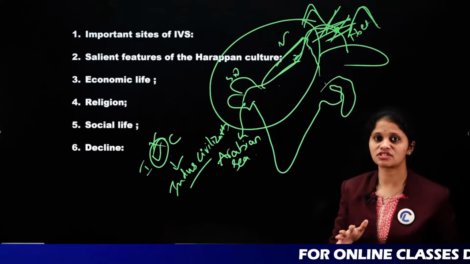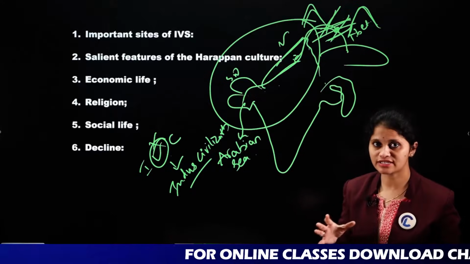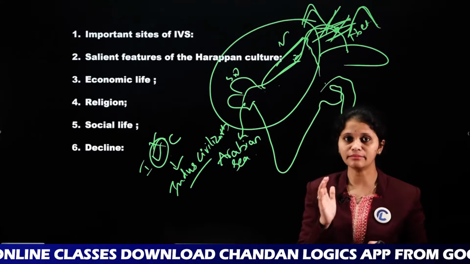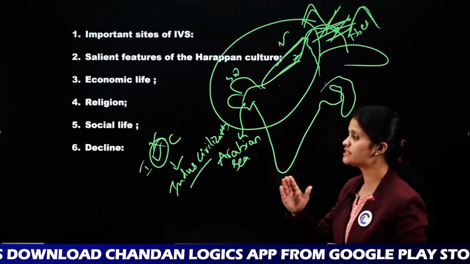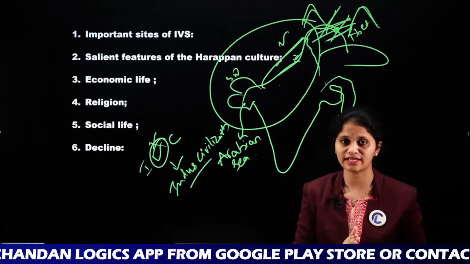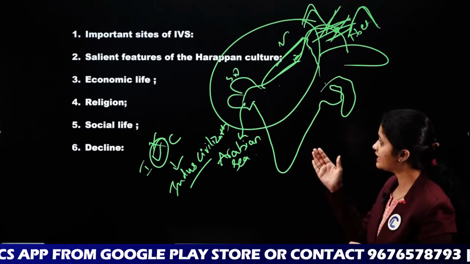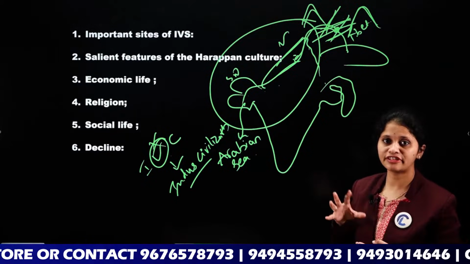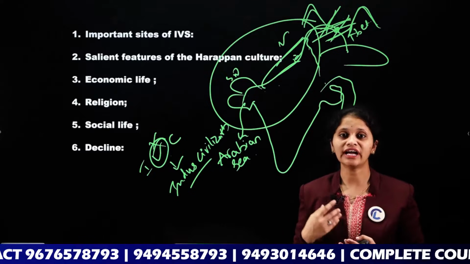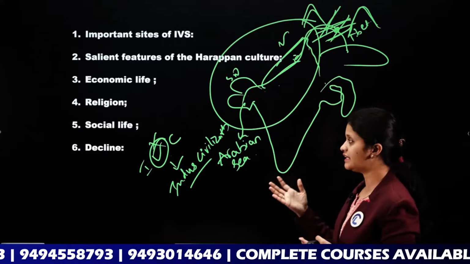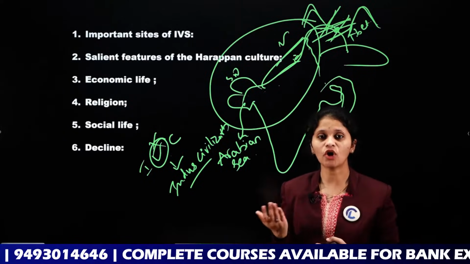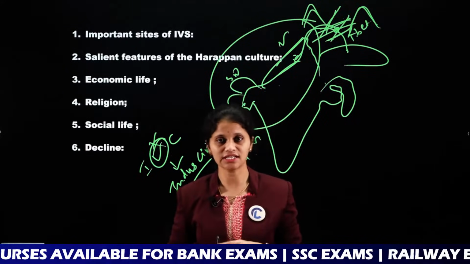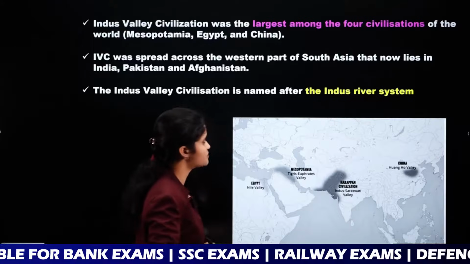Here in this session particularly we will be going to discuss Indus Valley Civilization. So what are all those in major formats? The first one is important sites of Indus Valley Civilization. Later, salient features of Harappan culture, about the economic life, that means in that particular period how they led the economic life, and religion, social life, then how it declined later. So all these we will discuss in our session, right. So first let us begin here.